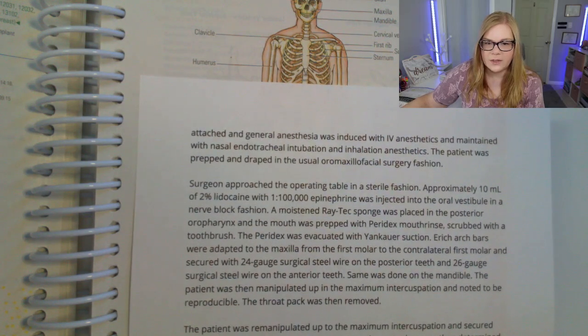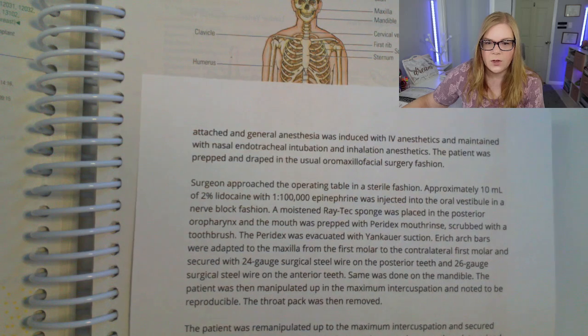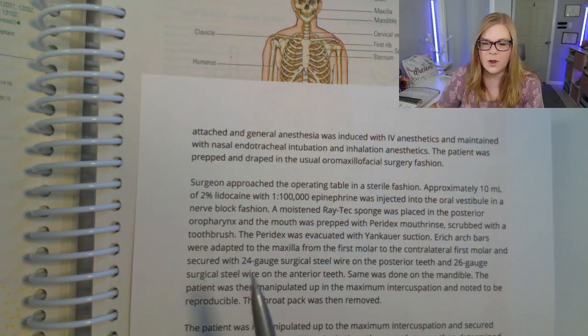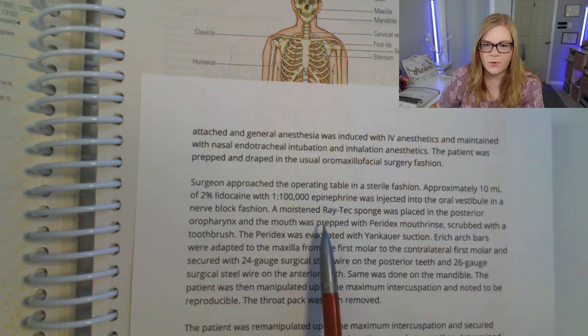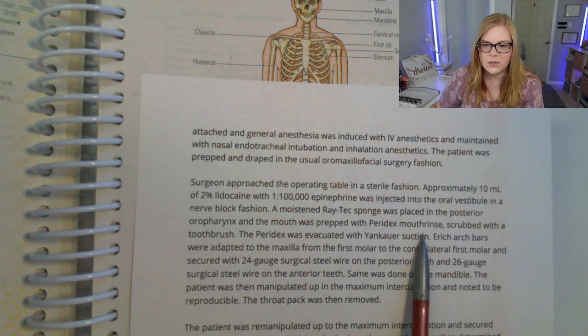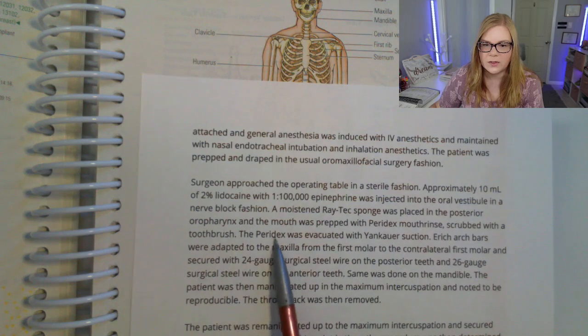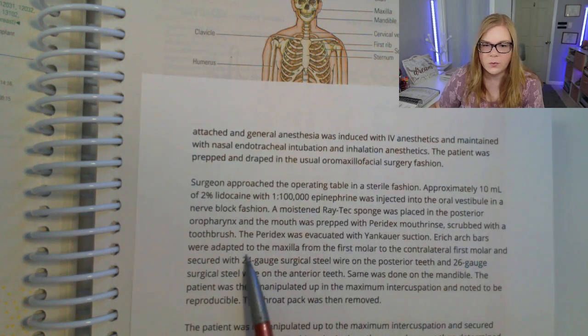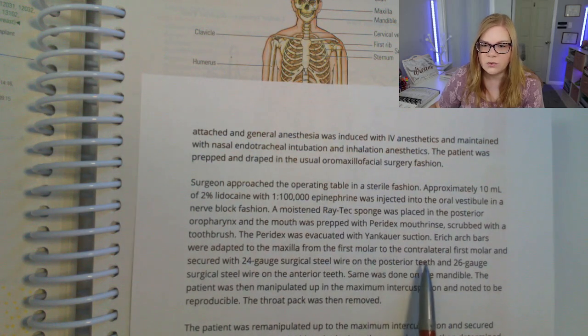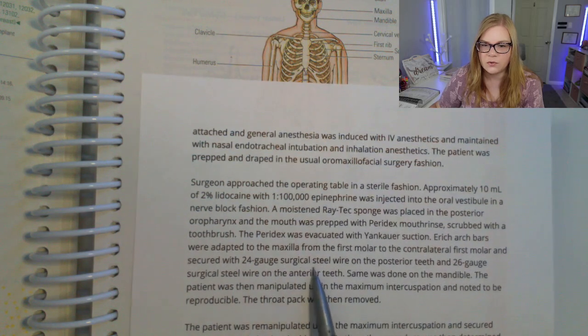Approximately 10 milliliters of 2% lidocaine with 1 to 100,000 epinephrine was injected into the oral vestibule in a nerve block fashion. A moistened Raytex sponge was placed in the posterior oropharynx, and the mouth was prepped with Paradex mouth rinse, scrubbed with a toothbrush. Paradex was evacuated with a Yankauer suction. Erich arch bars were adapted to the maxilla from the first molar to the contralateral first molar and secured with 24 gauge surgical steel wire.